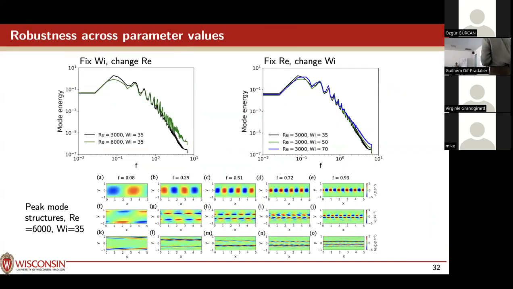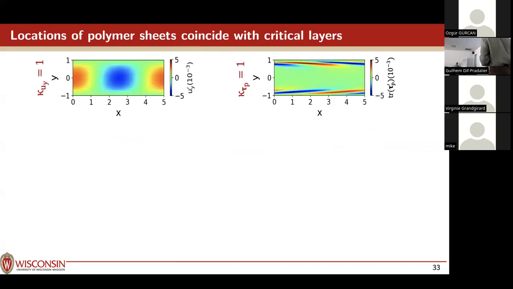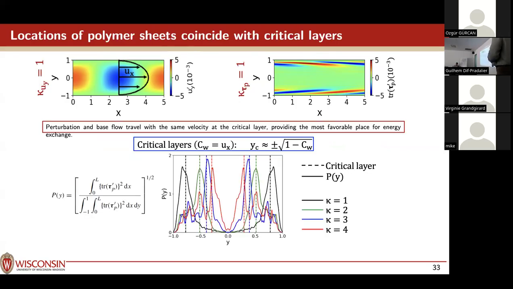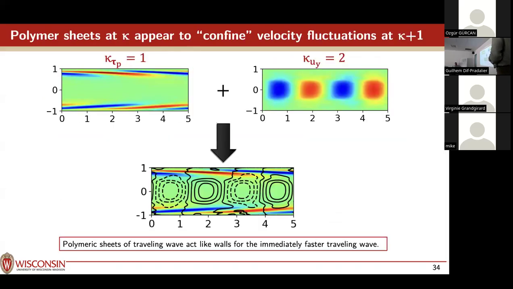This is robust across parameter values. What's really interesting here is that you can find the critical layer position just based on the wave speed that comes out of the SPOD analysis, from the wave number and the frequency. That gives you a critical layer position, and we see that the polymer stretching is localized in those critical layer positions.